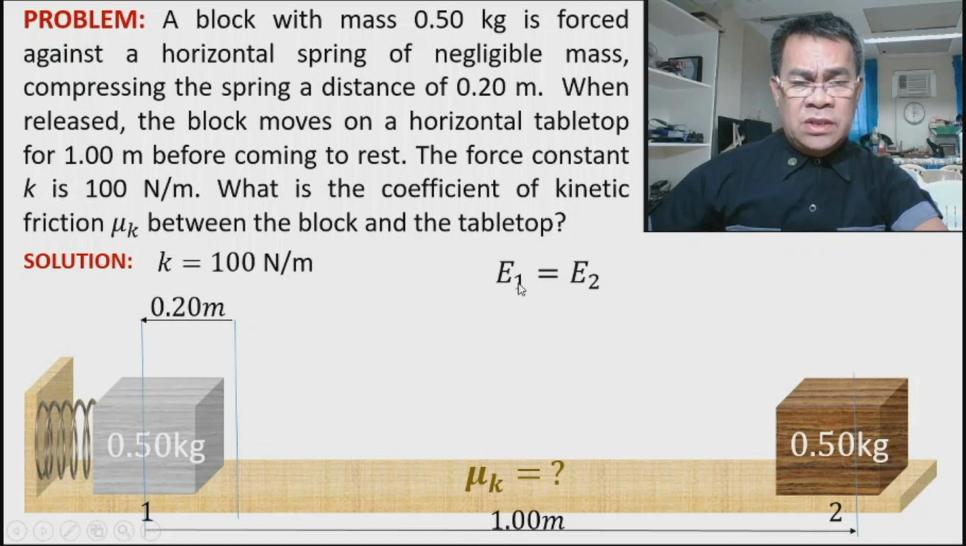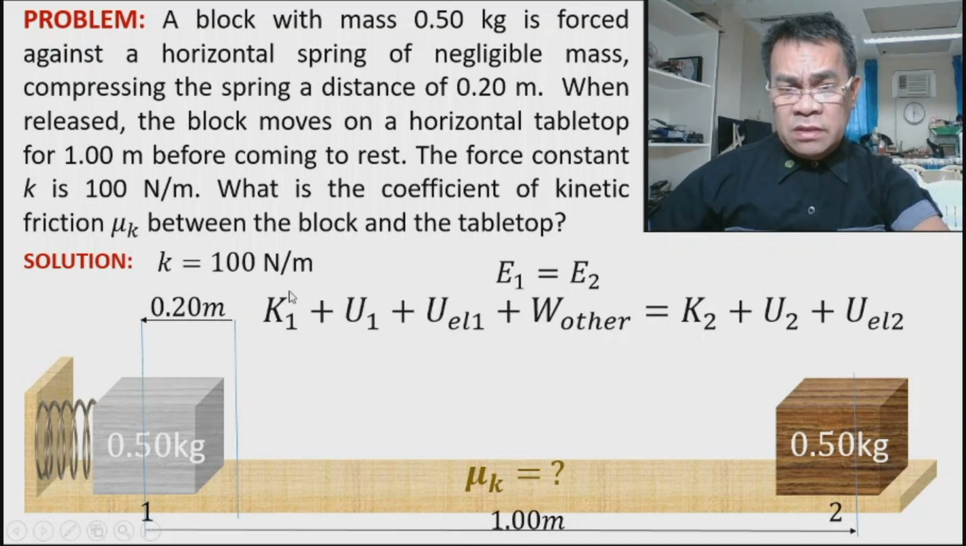So the question now is, what are the possible energies at the initial point, and what are the possible energies at the final point? Okay. So take note, at point 1, we compress this one. So therefore, at point 1, we have the initial kinetic energy and the initial gravitational potential energy.